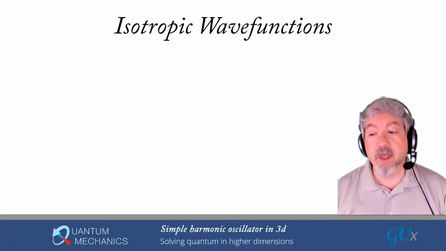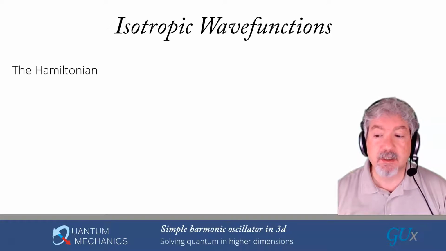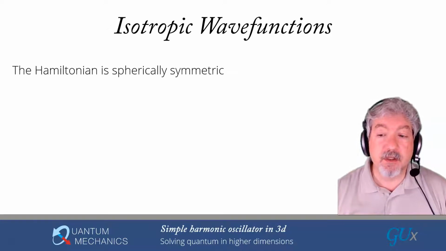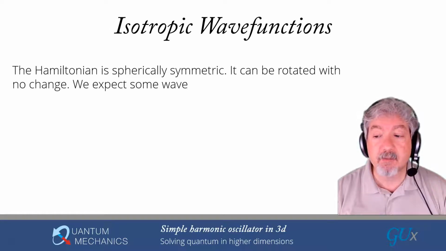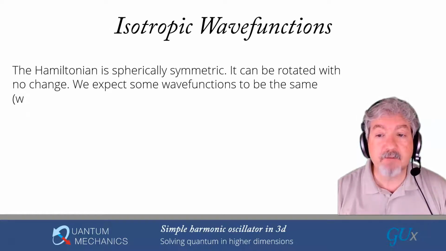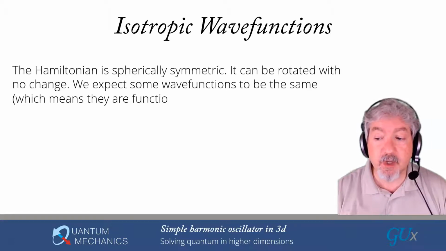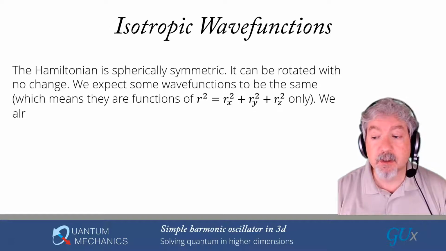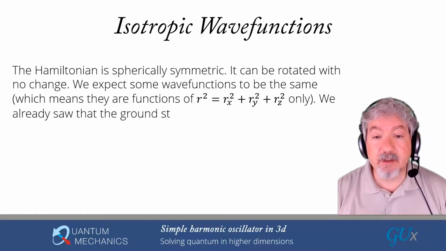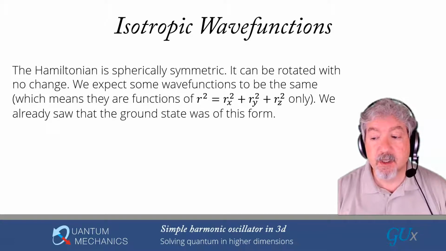Now, the wave functions can be isotropic, but they don't always have to be isotropic. So I want to carefully go through this. The Hamiltonian is spherically symmetric. If all of those frequencies are the same, the potential energy becomes 1/2 m omega squared times rx squared plus ry squared plus rz squared, which is 1/2 m omega squared r squared. That is the same regardless of how I rotate my coordinate system, because I'm just working on the surface of a sphere.